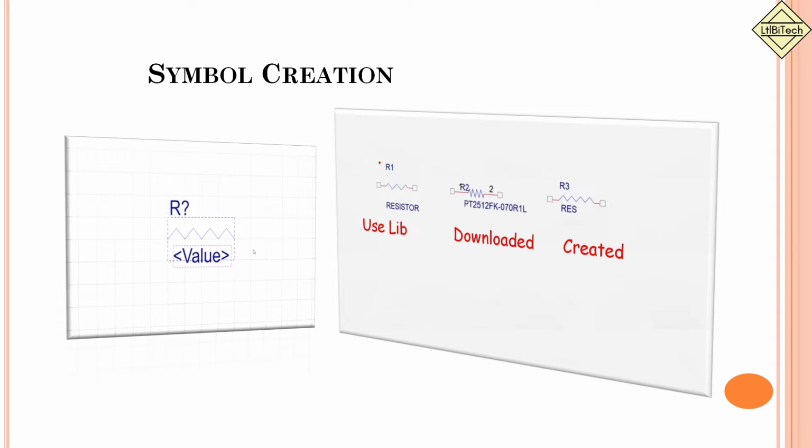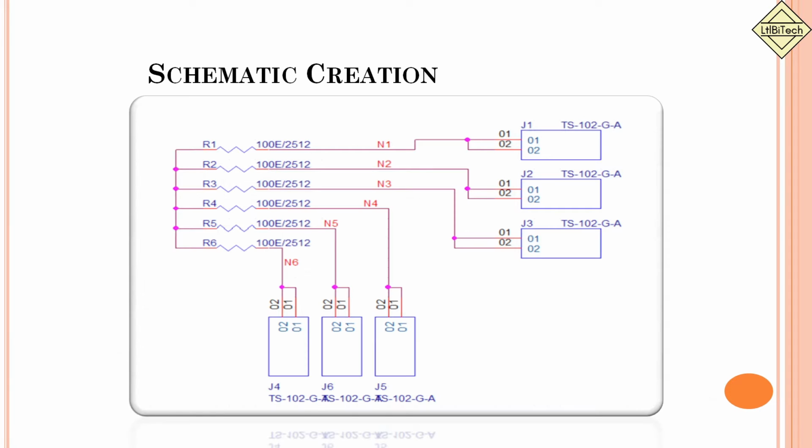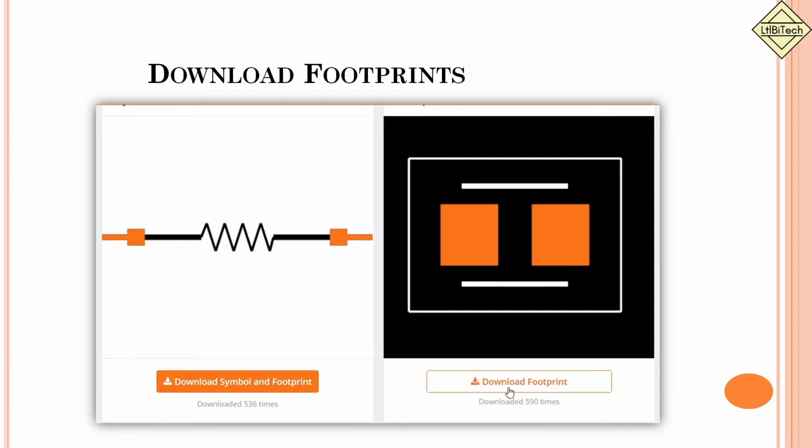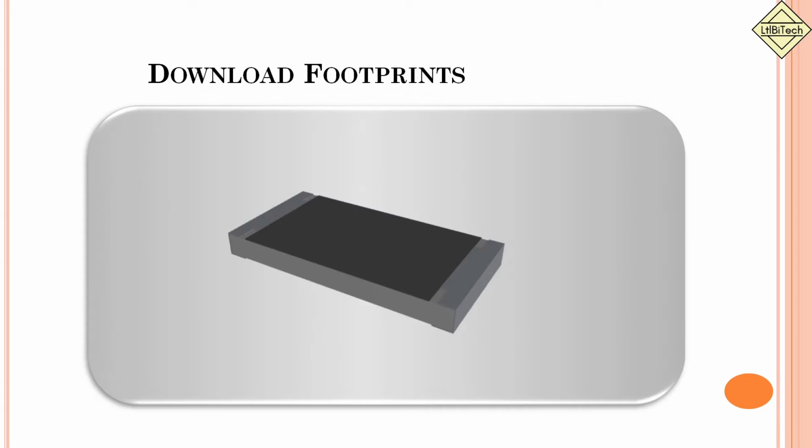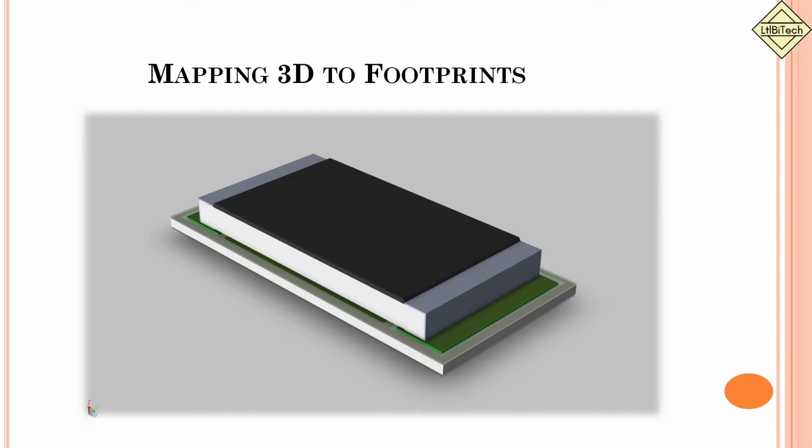And then we will do the symbol preparation. So we have 3 different types of symbol. One is we will use it from the existing library, or we will download the symbol, or we will create it on our own. And then we will see about schematic preparation. Along with that, we will also download the footprint from third-party websites. So we will also download the 3D STEP model of the component, and then we will map the 3D model to our downloaded footprint.